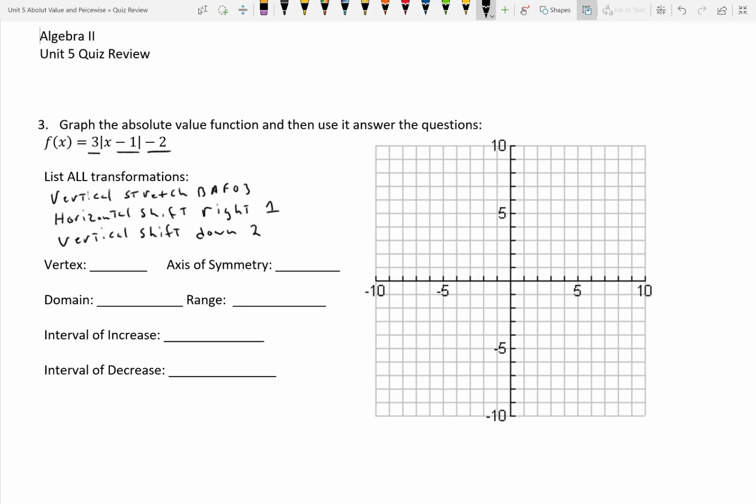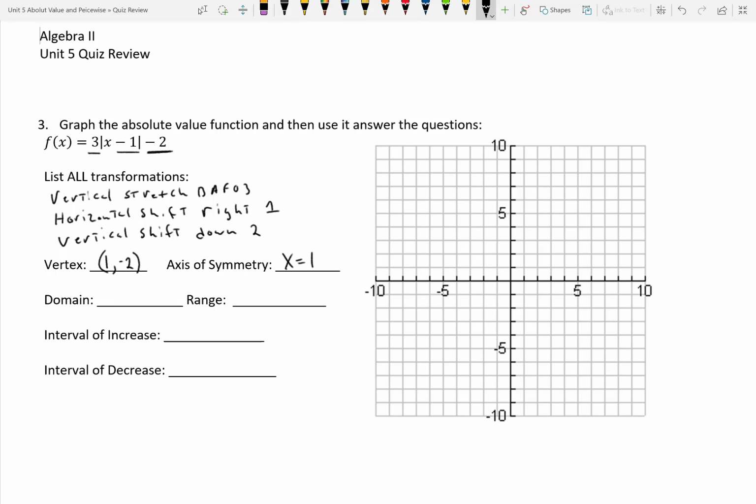Next, we'll find the vertex. Again, as I noted, the h value is positive 1. Over here we see our k value is negative 2, and that's our vertex: 1, negative 2. I think I said 3 earlier. It's 1, negative 2, which gives us an axis of symmetry of x equals 1. x equals the h value.